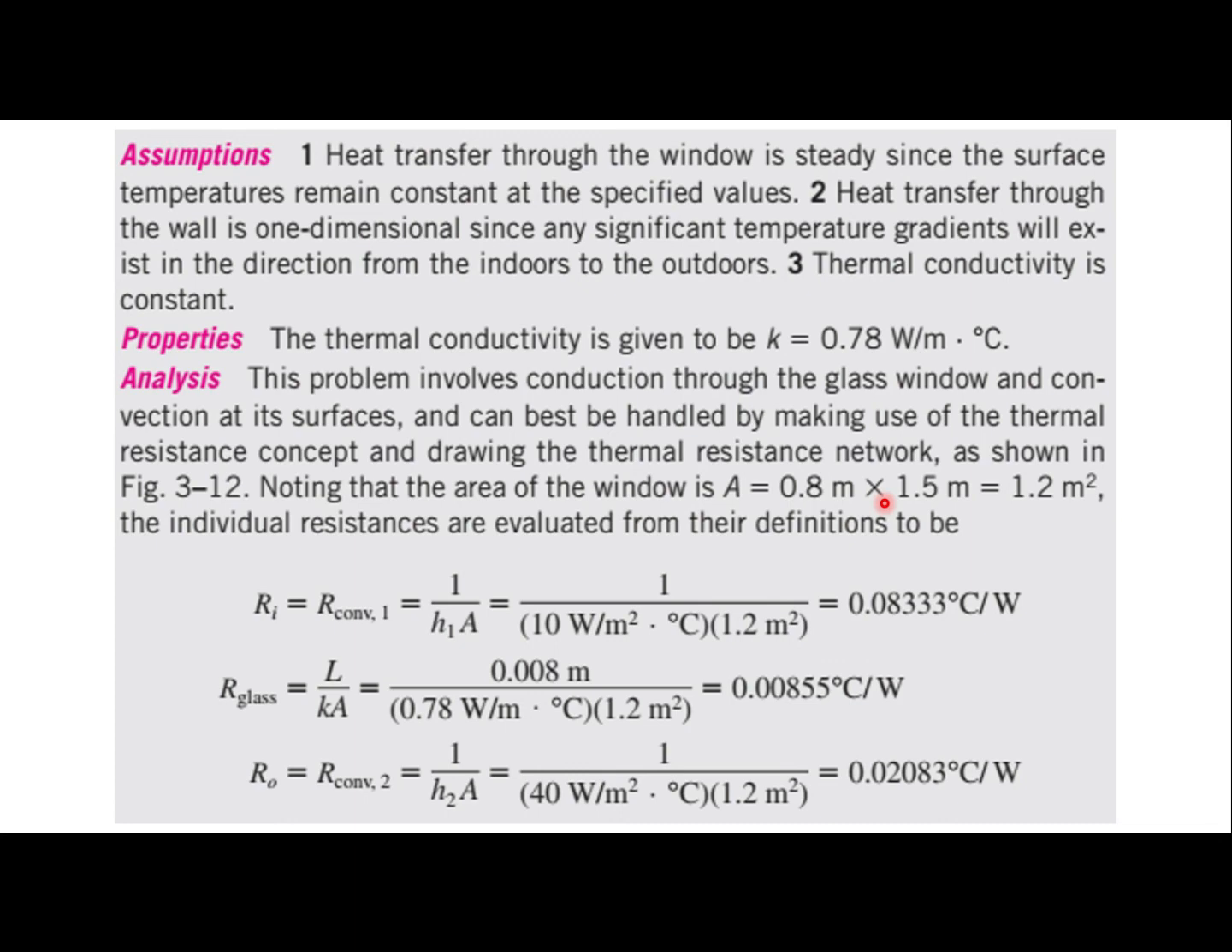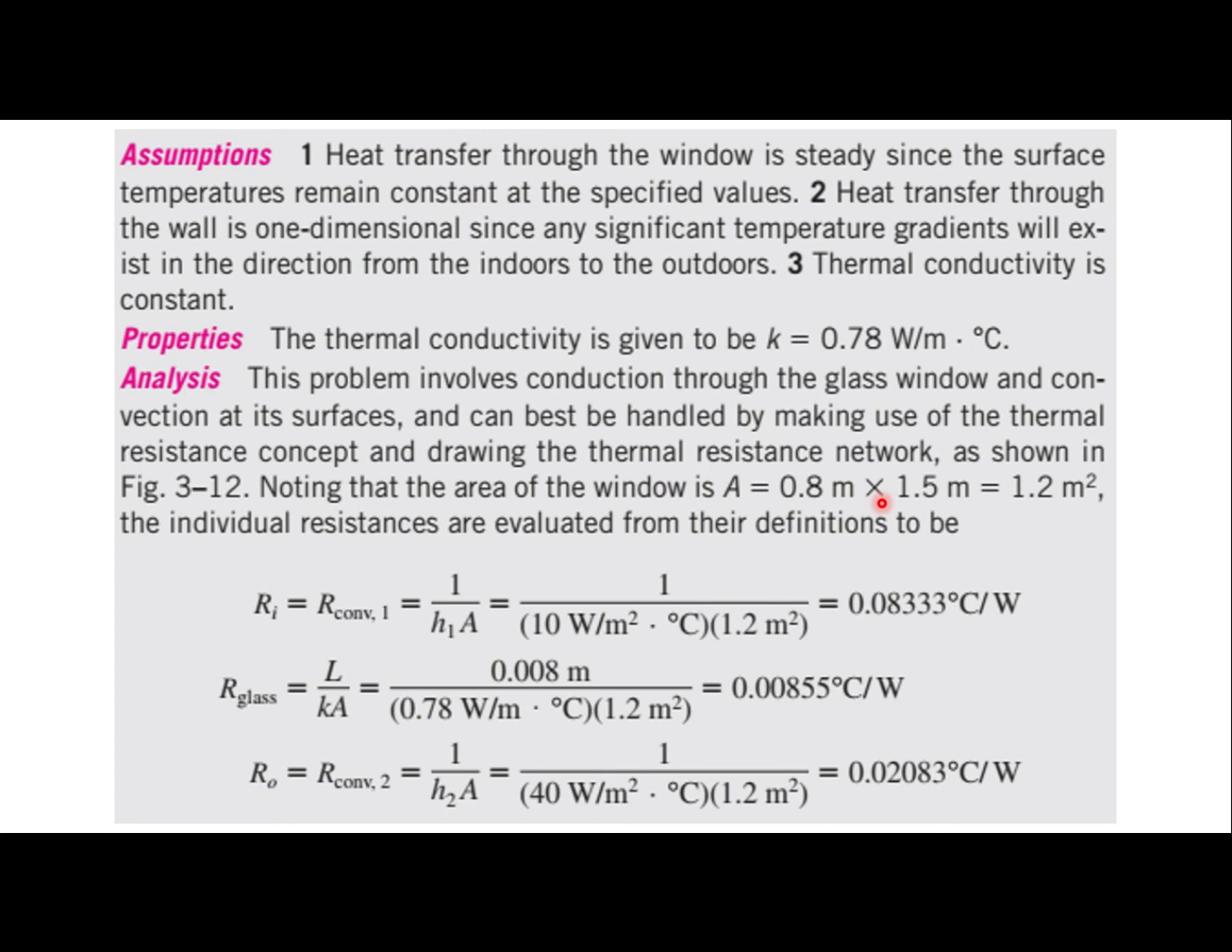The heat transfer through the window is steady, and since the surface temperature remains constant, there will be no transient heat conduction, so it is only a steady state process. The heat transfer through the wall is one-dimensional, since any significant temperature gradients will exist in the direction from the indoors to the outdoors. And thermal conductivity is constant, which is also given in the question statement, which is 0.78 watt per meter per degree centigrade.